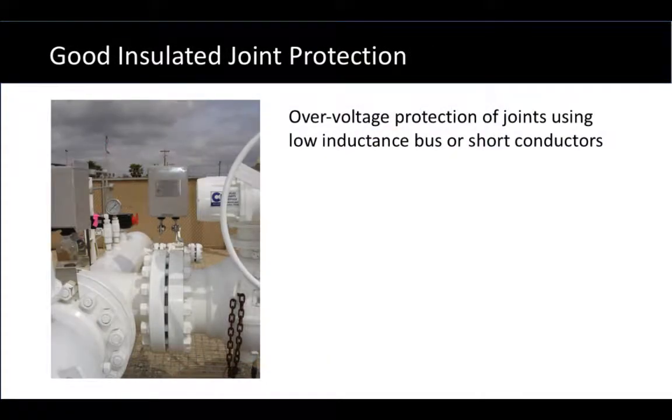Here's an example of a good installation where the protective product, the gray rectangular box in the center, is connected very tightly across the insulated joint. It's a little bit difficult to see, but there's formed copper bus bars that mount the decoupler terminals across the flange faces to provide close, tight protection. What this is doing is providing a low inductance path to give the best overvoltage protection due to lightning as well as AC fault conditions.